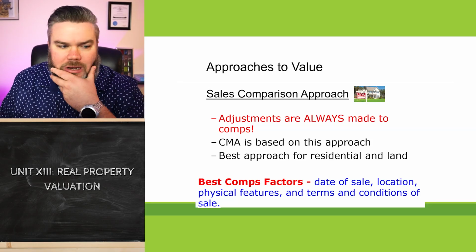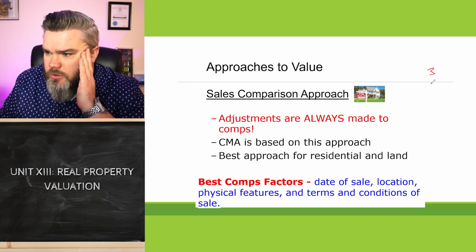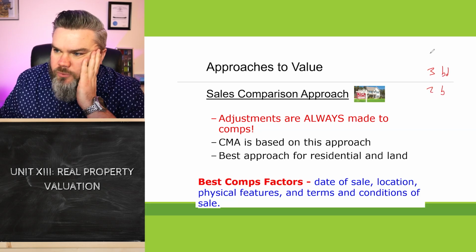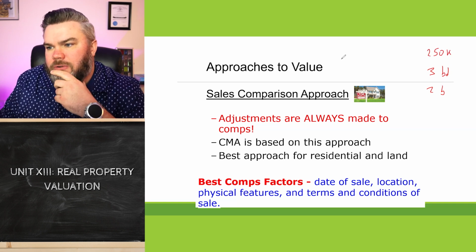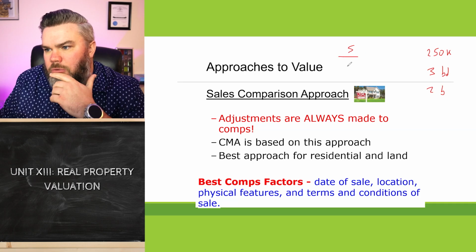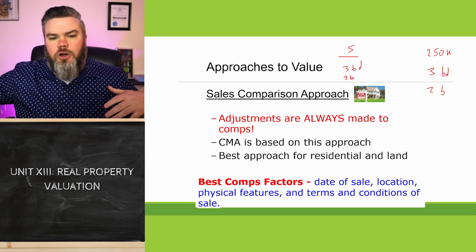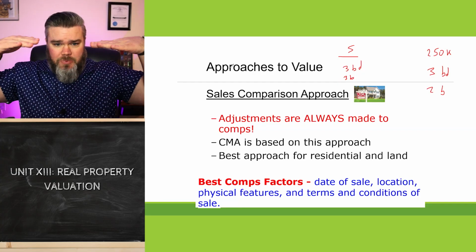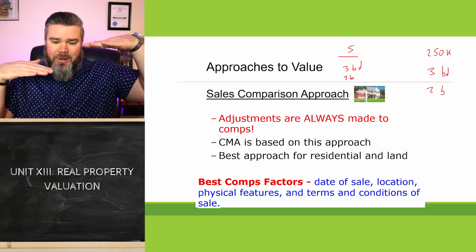So let me kind of show you what I mean here. If I know that a property that was 3-bed, 2-bath sold for $250,000, and then I have a subject property that I'm looking at, and my subject property is a 3-bed, 3-bath. You're looking at this comparable and you're asking yourself, is it better or worse, superior or inferior compared to our subject property? So in this instance, you've got your subject property, you've got your comparable. It is inferior by 1 bathroom.